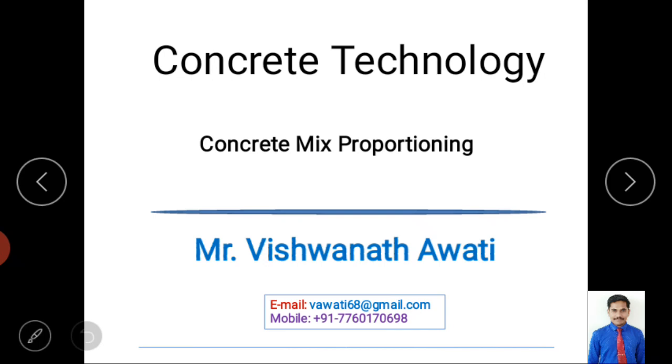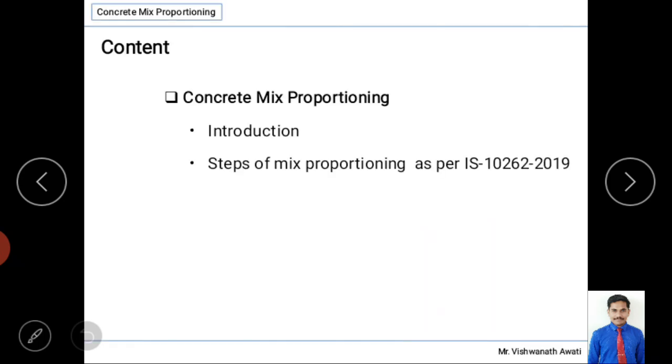Concrete mix proportioning, right? Myself Vishwanath, and in this video I mainly cover the introduction to concrete mix proportioning and the steps of mix proportioning as per the IS 10262:2019 code book. We have the previous code book, which is 2009, and now we are going for 2019. So according to 2019, what are the different steps?